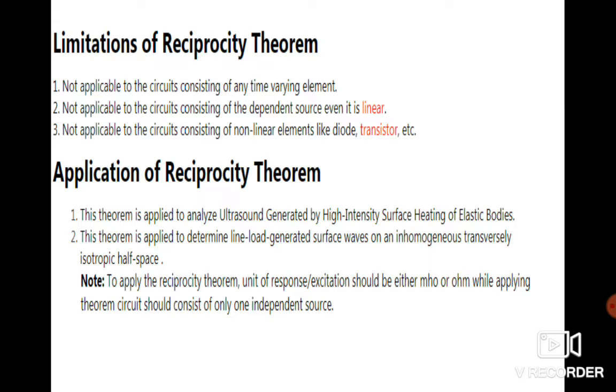So this is all about the reciprocity theorem. In the example, it is clear how the voltage source can be changed in a network without affecting the elements of the network. The current will be the same.